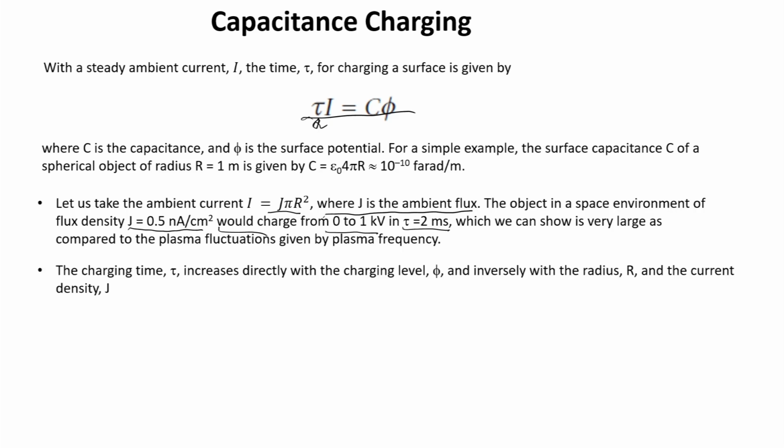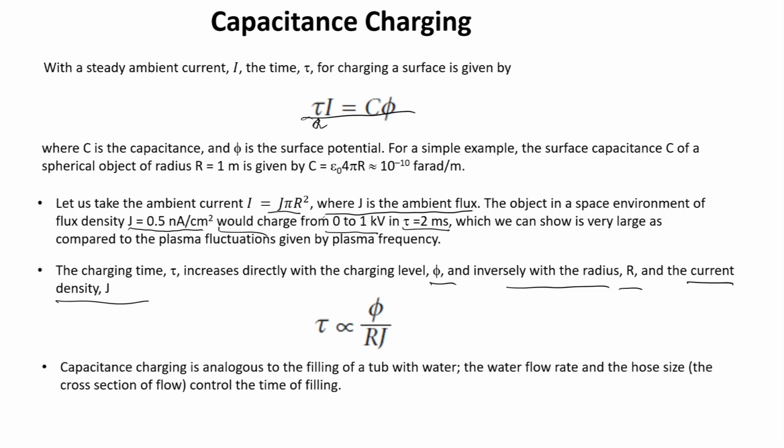So, the charging time tau increases directly with the charging level phi, and it is inversely proportional to the radius r and the current density j. This is clear from these expressions. So, I can write tau is equal to phi by r j. Capacitance charging is analogous, another way I can explain it, to filling of a tub with water. So, the water flow rate and the hose size, that is the cross section of flow, control the time of filling. We will just see this from the next slide.